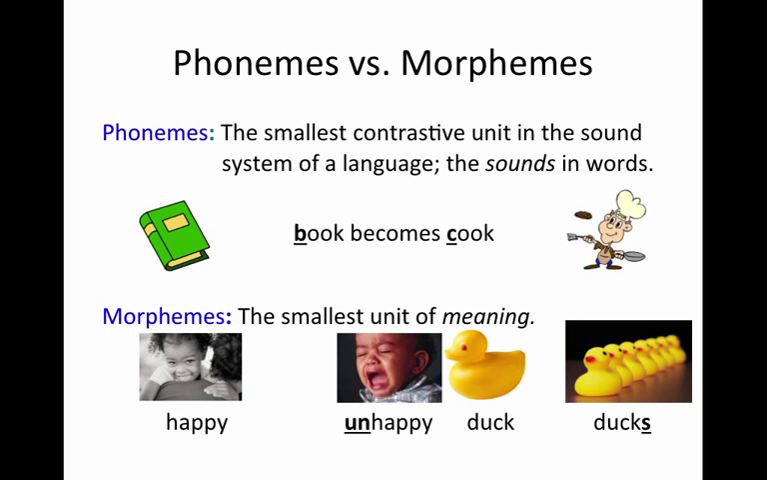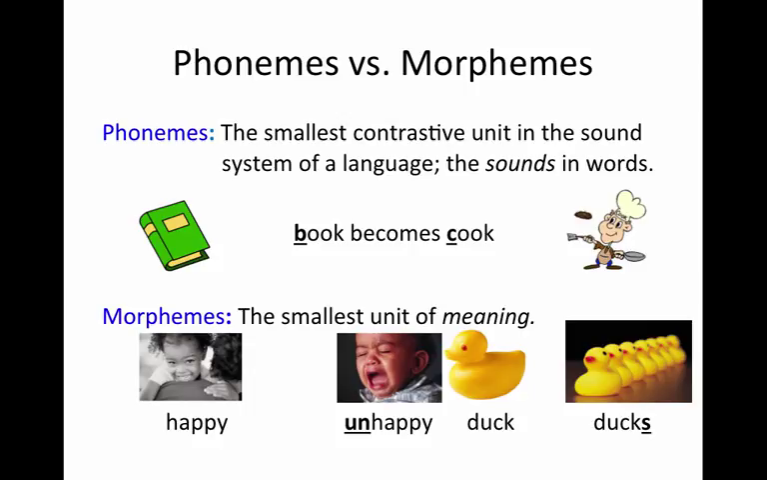The first 2 levels are phonemes and morphemes. Phonemes are the sounds in words. They're the smallest contrastive units in our system of language. It's the b in book or the k in cook. Phonemes and phonemic awareness are emphasized highly in early childhood classrooms because phonemic awareness is really crucial for learning to decode and learning to read fluently.